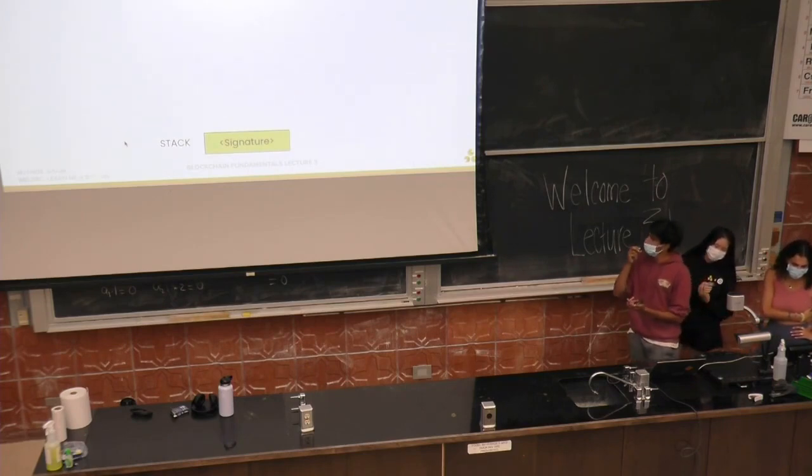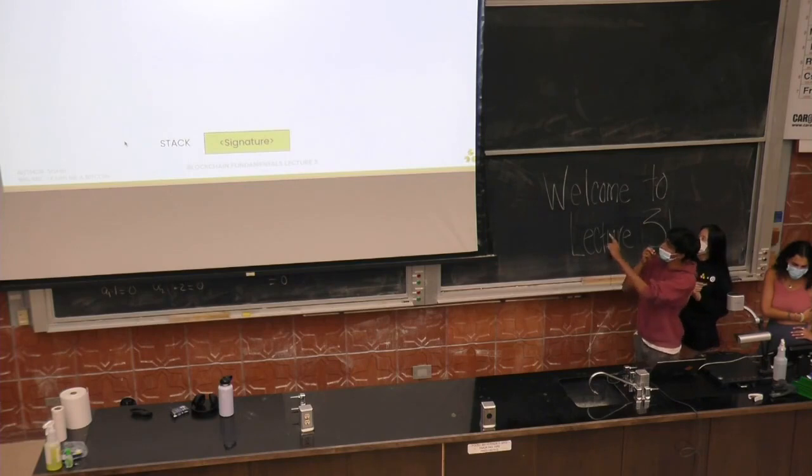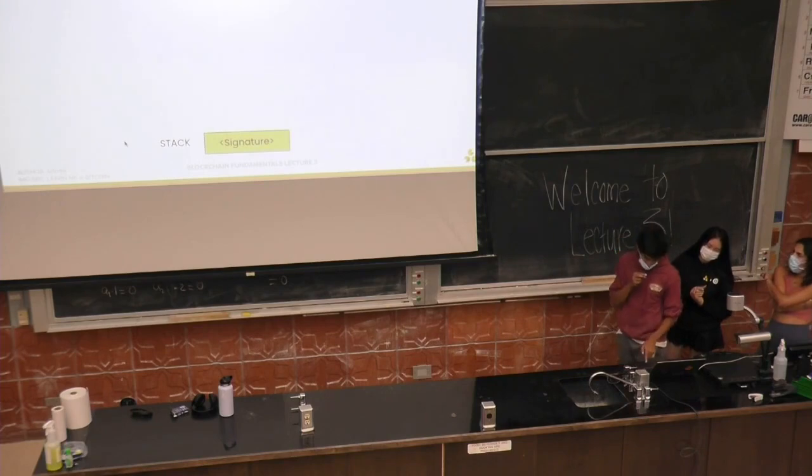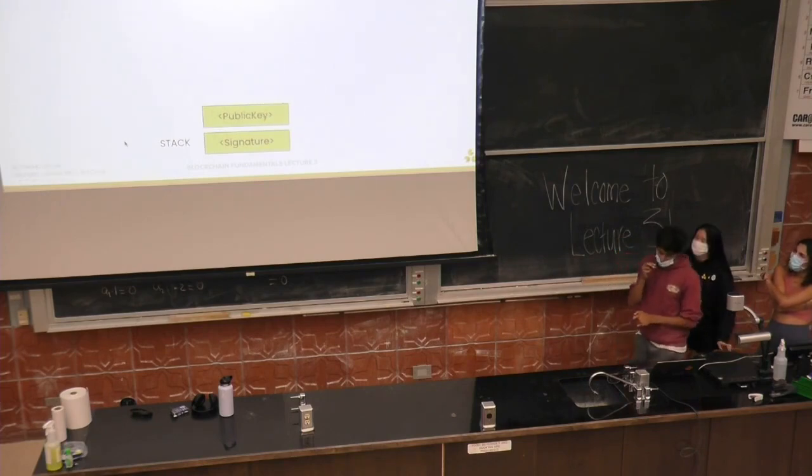Because it's a stack-based language, we read statements from left to right, pushing them onto the stack. So the code itself is stack-based. We're going to start by pushing the signature onto the stack. And then the next thing we'll do is push the public key onto the stack.